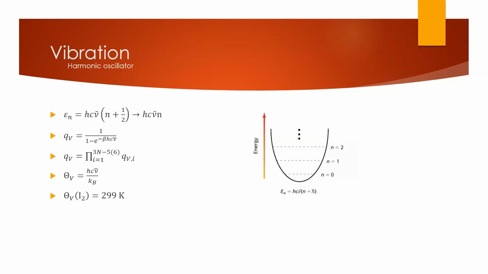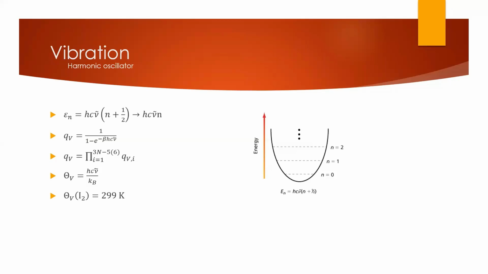Just like for rotation, we can also define a vibrational temperature that is hc nu over the Boltzmann constant. And we can do the same thing. We compare the ratio of temperature to the vibrational temperature here. And if that is greater than or equal to 10, it's appropriate to think vibration is in the classical limit. Now, this is generally not going to be the case.